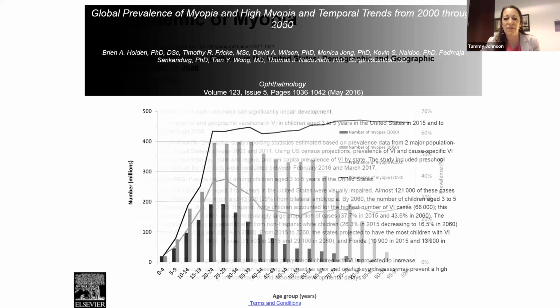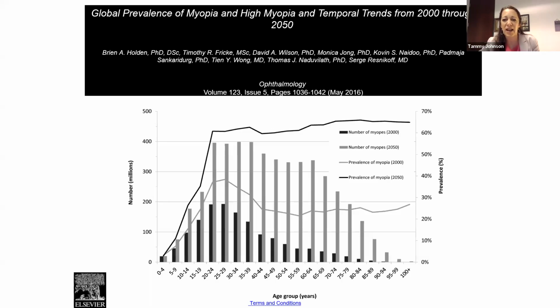I want you to look at this chart that I have next. If you look at this line that goes up near the 60 to 70% mark, that's what's anticipated in 2050 versus what we have now, which is the lower gray line, under the 30% mark toward the end. Our number of people with myopia is going to increase substantially.